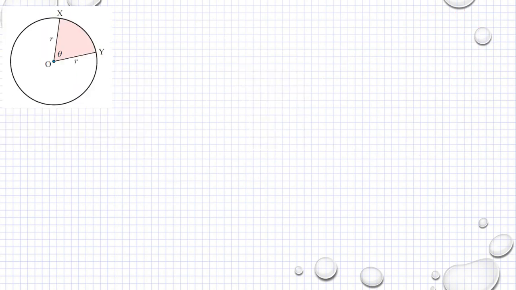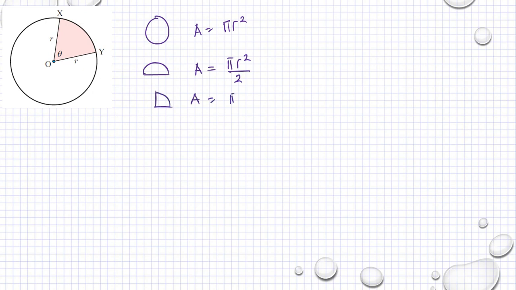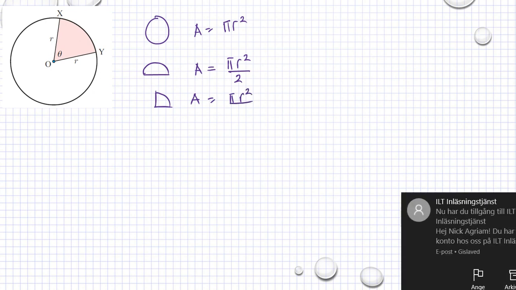Now we're going to sector area. This area now, the pink one or the red one, pink maybe, I don't know. For the whole circle, once again, the area is equal to pi r squared. If we have a half circle or semicircle, the area of that is pi r squared divided by 2. If we have 1/4, then the area is pi r squared divided by 4.